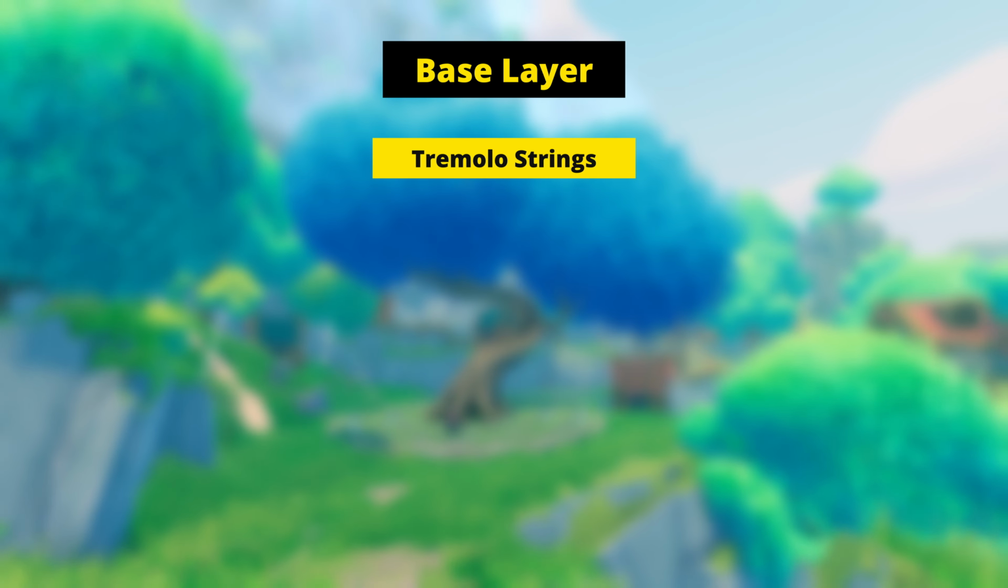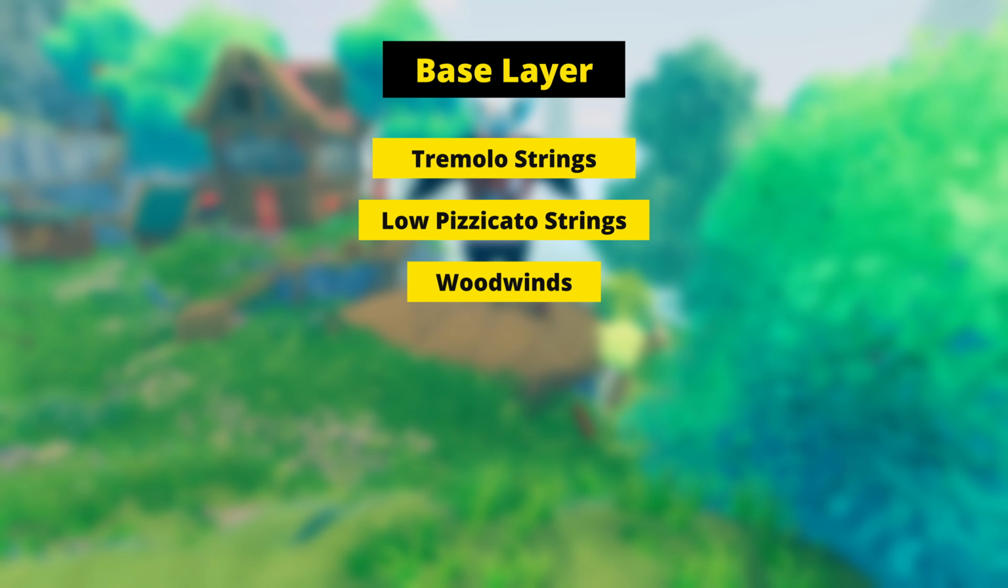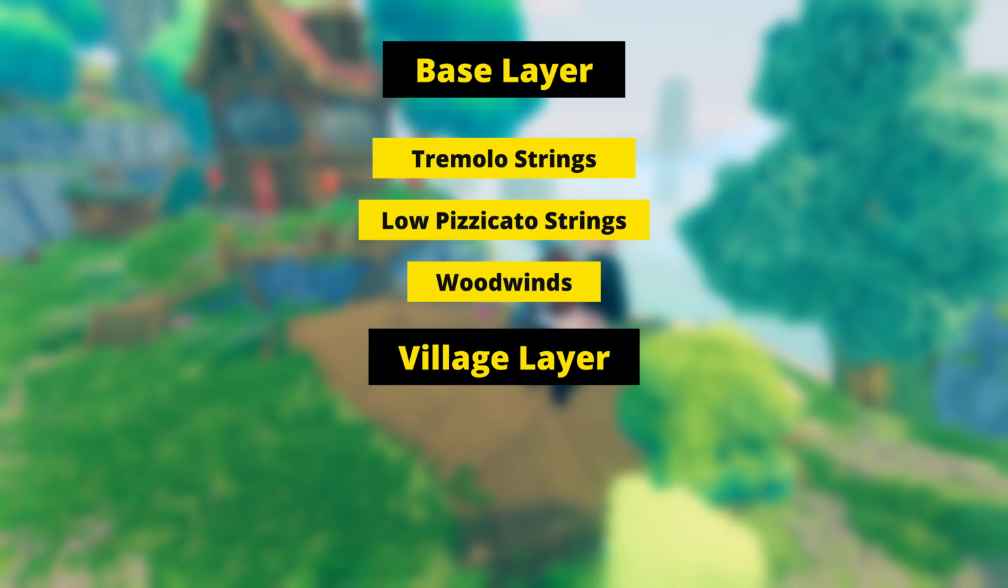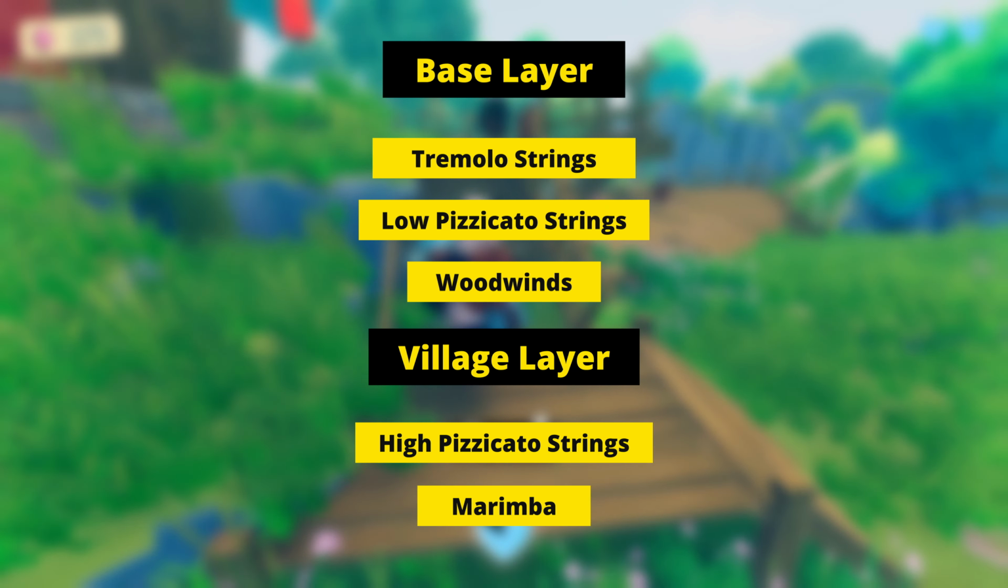There's a couple of base layers shared between each one, but then different instruments come in and out depending on where you are. For the Spring area, there is a base layer of tremolo strings, low pizzicato strings as support, and some woodwinds. When we are in the village, we hear mostly shorter instruments to account for a lively inhabited area. Plucked strings and marimba provide a playful melody here.